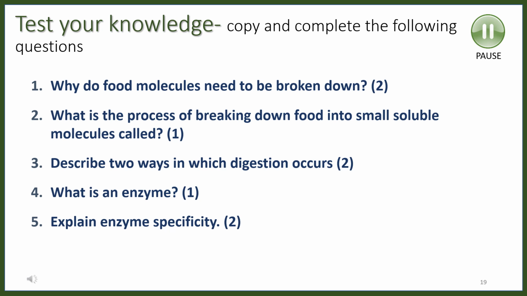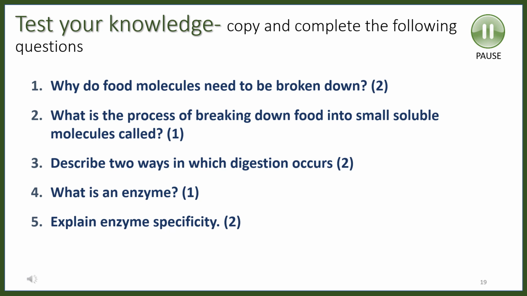Question 2. What is the process of breaking down food into smaller soluble molecules called? 1 mark. That gives you a clue. They are just looking for a one-word answer there. Describe the 2 ways in which digestion occurs. Go back and have a look at the slides. There's 2 marks there. There's 2 ways.